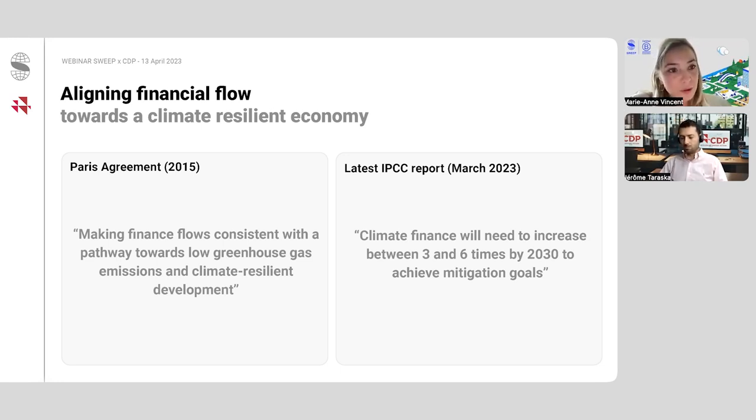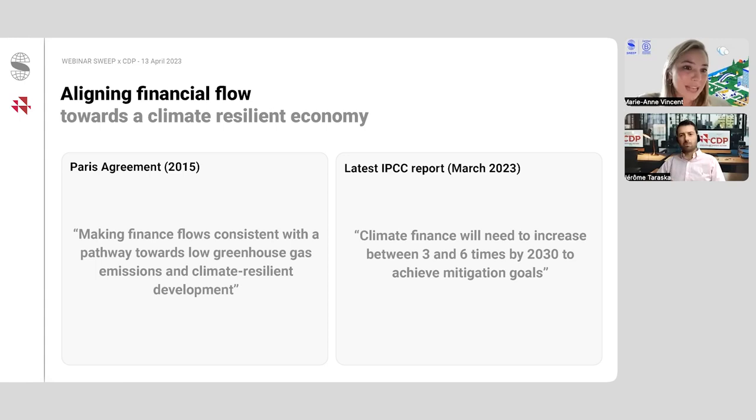However, in the latest IPCC report, that was published last month, scientists pointed to financial sectors saying that they don't do enough. They say that there's not enough funding for renewable energy. And so far, financial flows to fossil fuel remain higher than those needed for climate change. So we clearly need more and more funding and more financial flows towards a low carbon economy. And the scientists estimate that climate finance will need to increase between 3 to 6 times by 2030 to achieve mitigation goals.